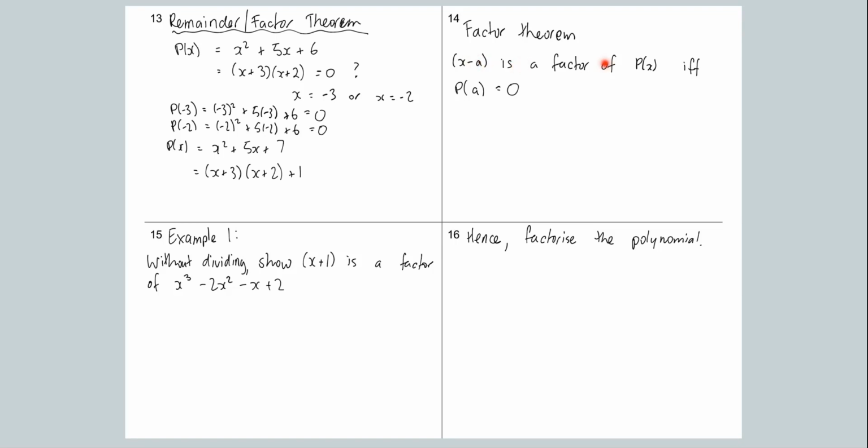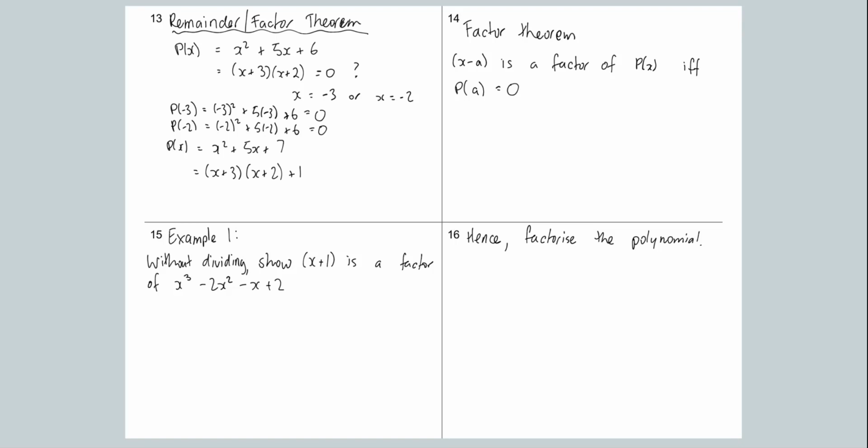If x minus a is a factor of p of x. There's that funny old "iff" with two f's in it again. Remember, it's not a spelling mistake. It means if and only if, and it means it works both ways. So if p of a is equal to 0, then x minus a must be a factor. And if x minus a is a factor, then p of a must be equal to 0.